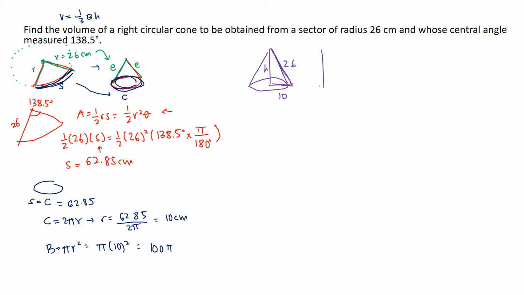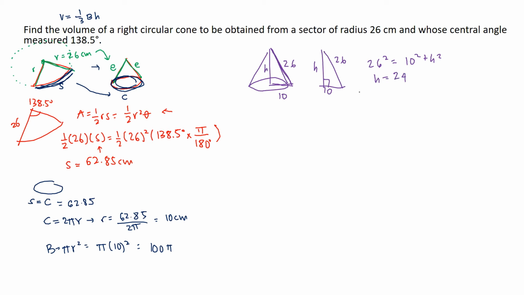So, what do we have? A right triangle, with hypotenuse 26. Solving for h, that is 26 squared, right, equal to 10 squared plus h squared. Solving for h, what do we get? That is around 24 centimeters.